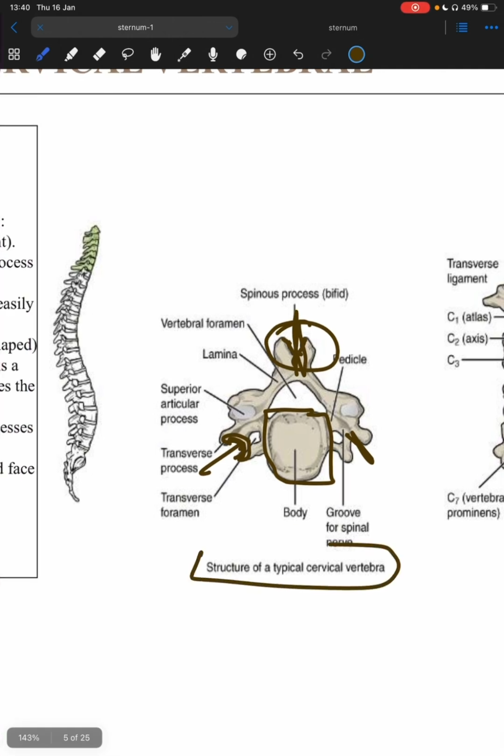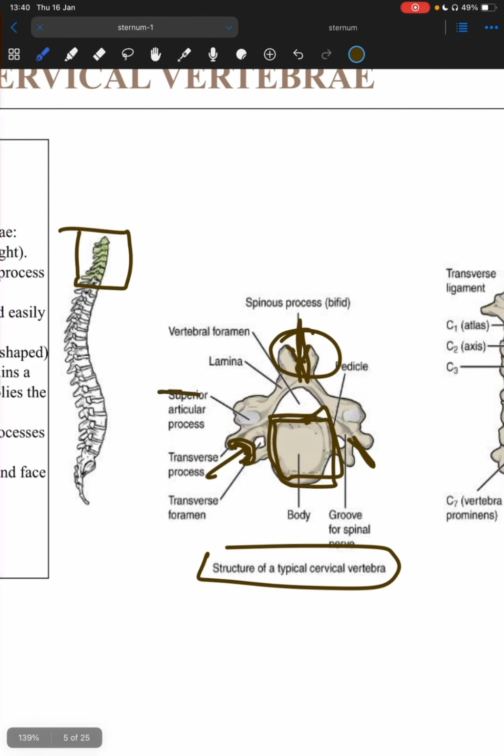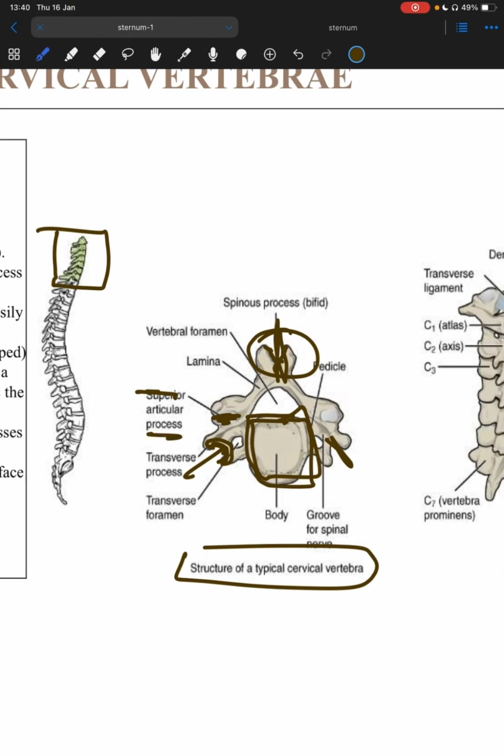They are in the neck region, so they don't have to lift heavy weights. That's why the body is shorter. The superior articular processes are flat and on the upper side, and the inferior ones are also flat and at the lower side.